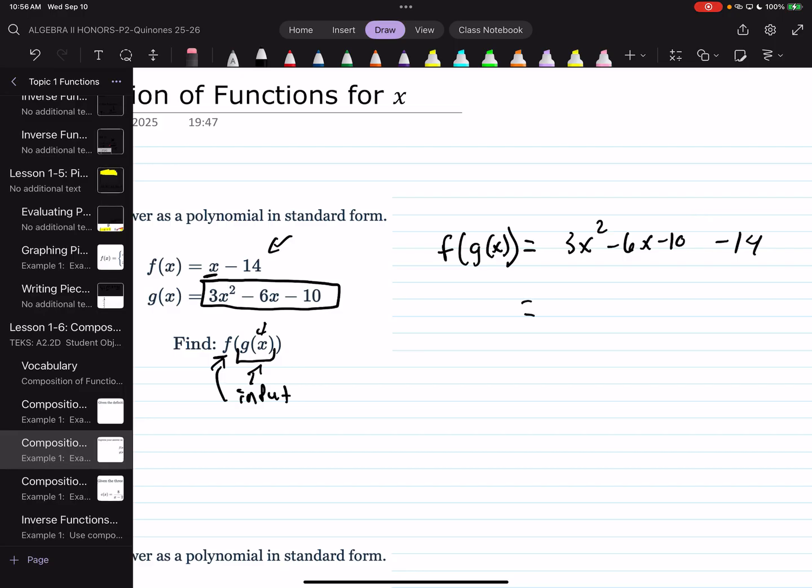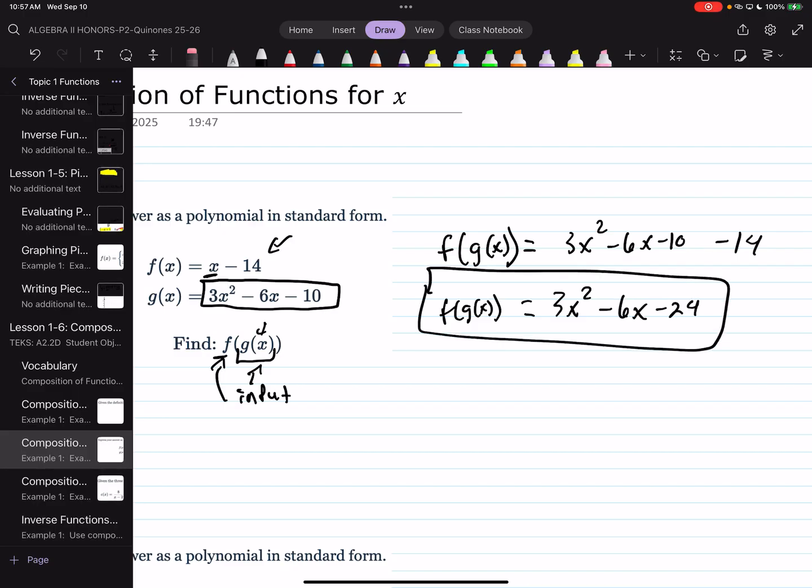which will give me that f of g of x is equal to 3x squared minus 6x minus 24.